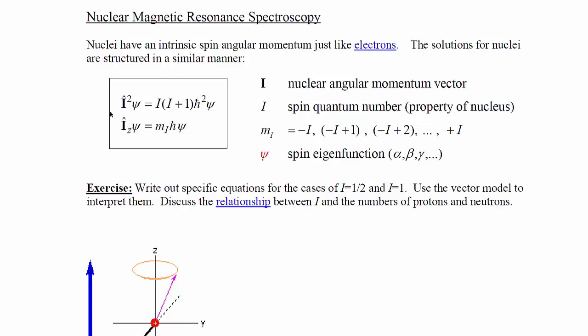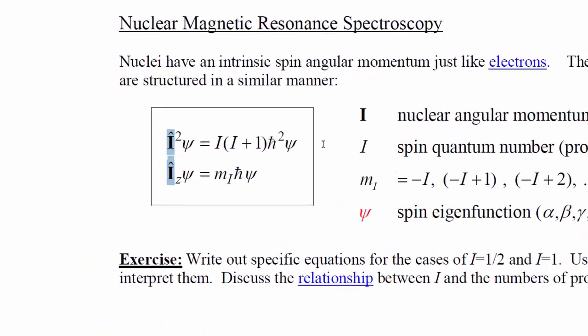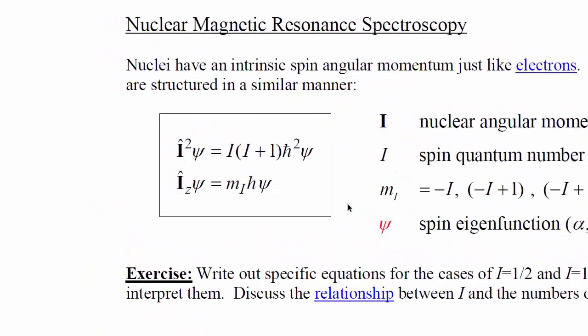So let's see how all of this works. There is something called the spin quantum number, which is a property of a given nucleus that can take on different values. Accordingly, then, the eigenvalue of the spin squared operator will take on different values according to the formula shown here in this box. The projection of that vector onto the z-axis can take on integer values that go from -I to +I in steps of 1.